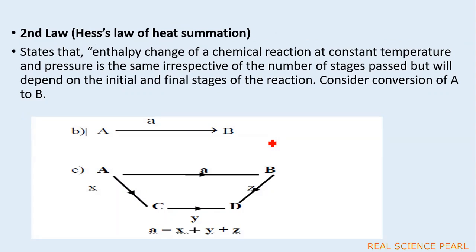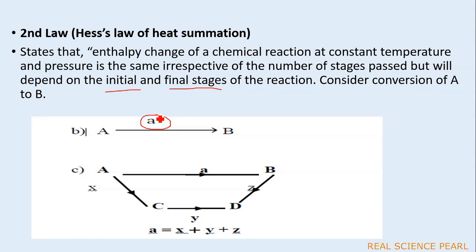The second law, or Hess's law of heat summation, says that the enthalpy change of a chemical reaction at constant temperature and pressure is the same irrespective of the number of stages, but will depend on the initial and the final stages of the reaction. What you're trying to mean, if I'm converting A to B and the heat change is A, any value A, may be positive 77 or negative 77, depending on the type of reaction.